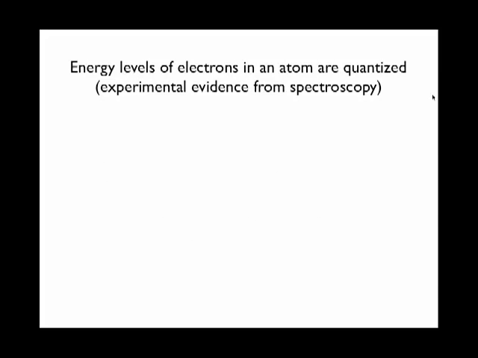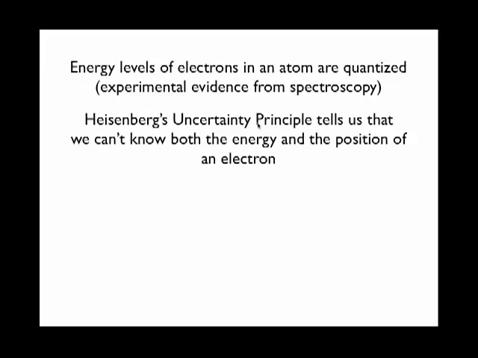We know that the energy levels of electrons in an atom are quantized. That is, we know exactly what the energy levels of those electrons are. This experimental evidence comes from spectroscopy. But we also know that we can't know both the energy and the position of an electron. We just can't, because of Heisenberg's uncertainty principle.